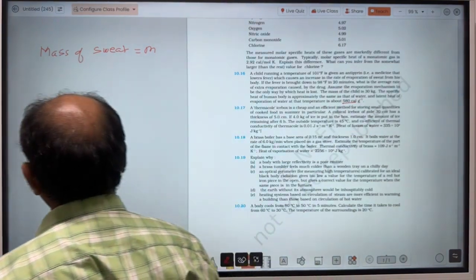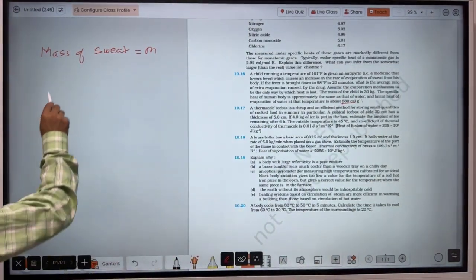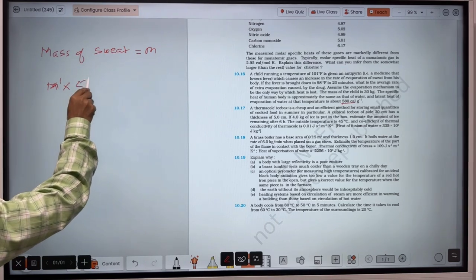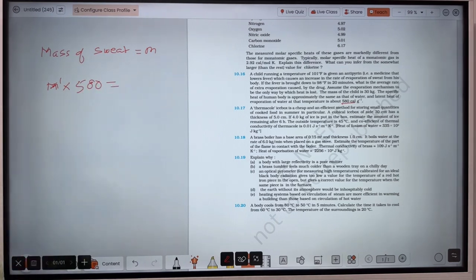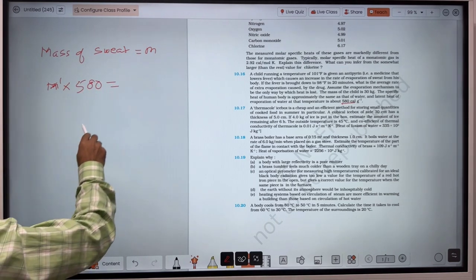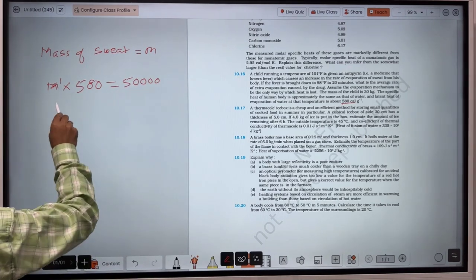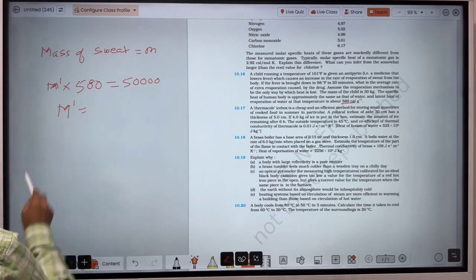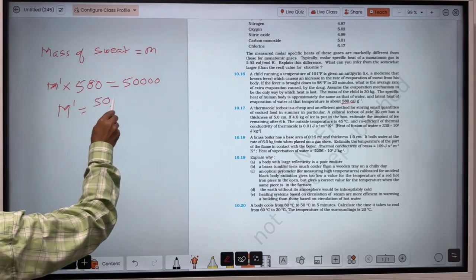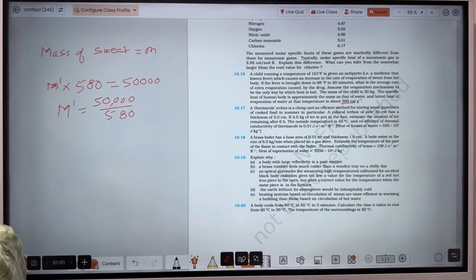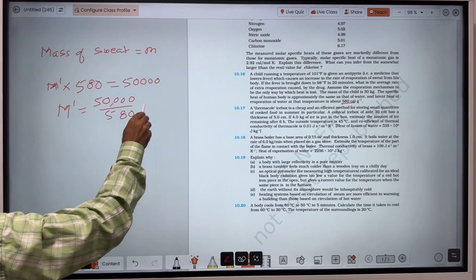Yeah, so let's apply that. So we say m dash into 580 must be equal to heat gained total, and that is 50,000 we found earlier. So m dash, mass of sweat, we can evaluate. So 50,000 divided by 580, right? So if we simplify, it will become 86.29 gram.